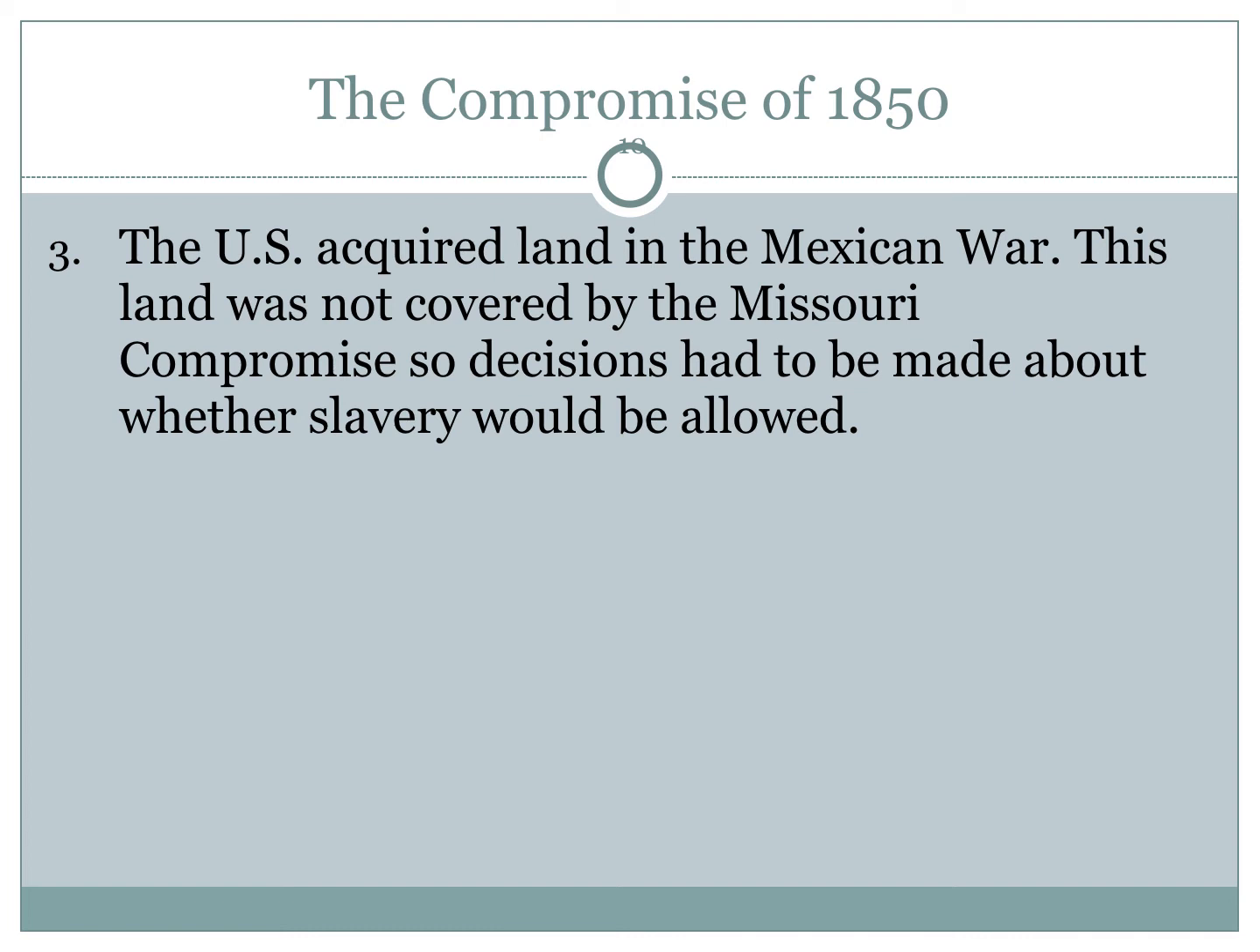Well, as we said a minute ago, the U.S. had acquired more land in the Mexican War, and that land wasn't covered by the Missouri Compromise. So, decisions had to be made about whether slavery would be allowed in that new territory or not. So we're almost back to the same problem. We added more land. Will slavery be allowed or not?